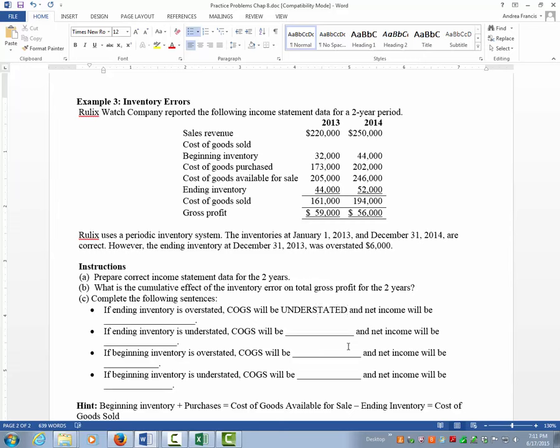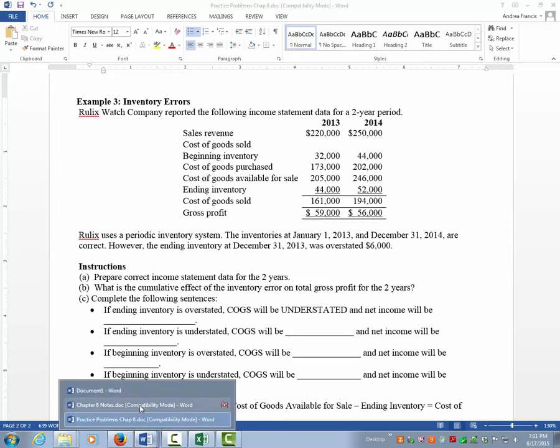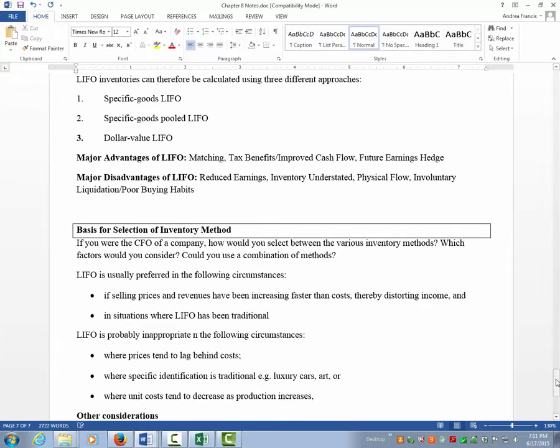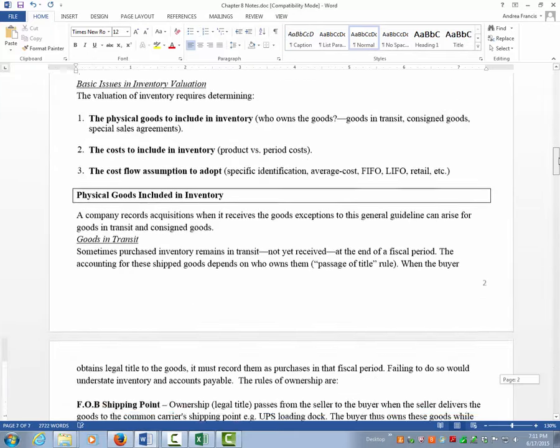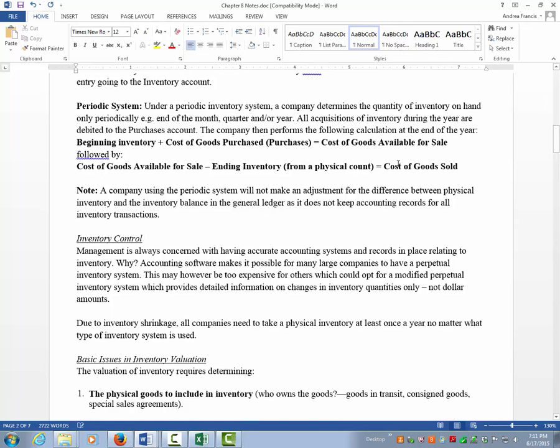The reason is that we go back to this relationship over here. If you'll just bear with me for a minute, I'll scroll up and we can see the relationship. Cost of goods sold is the number that we get at the end. If ending inventory is too high, then because we subtract ending inventory from cost of goods available for sale to get to cost of goods sold, if this number is too high, then this number is going to be too low.